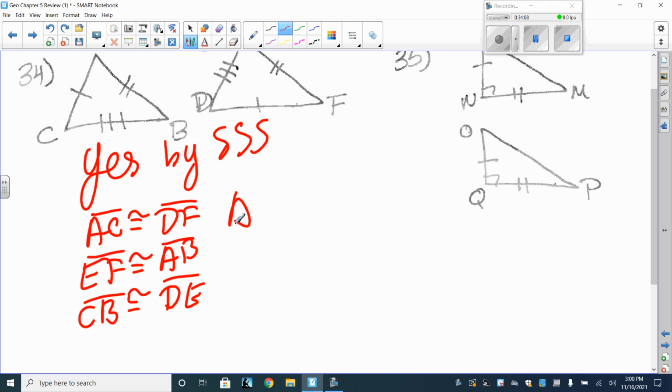So we'd have triangle what? ABC would be congruent to what? ABC, and then F. So if it is true, we need all three parts. If it's not true, we can just say no.